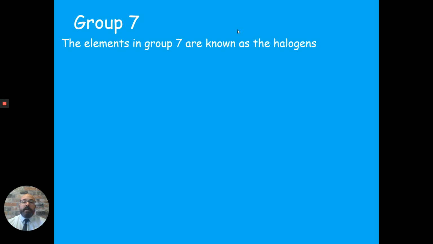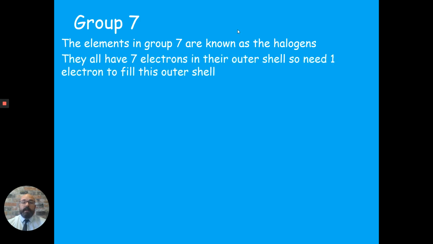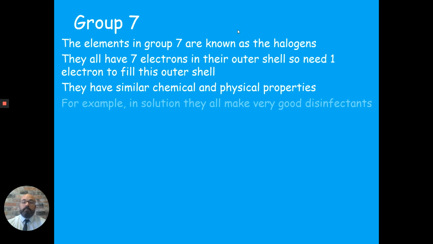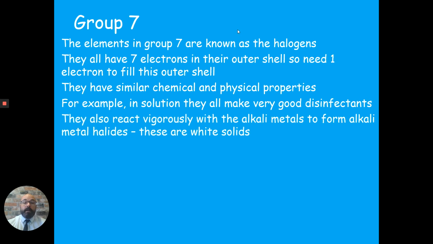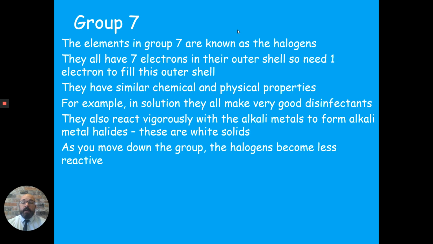Then looking at group 7, they're known as the halogens. Again, they have 7 electrons in their outer shell, so they need an electron to fill that outer shell. Again, like the alkali metals, they have similar chemical and physical properties. An example is they all make good disinfectants. So chlorine is used in bleach, it's used to sterilize swimming pools, and so on. They also react vigorously with alkali metals, forming an alkali metal halide, and alkali metal halides are white solids. And again, conversely to the alkali metals, the halogens become less reactive as you move down. So the alkali metals get more reactive, and the halogens less reactive, which leads us on to a task.